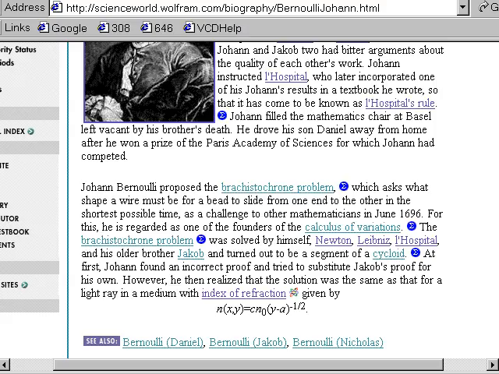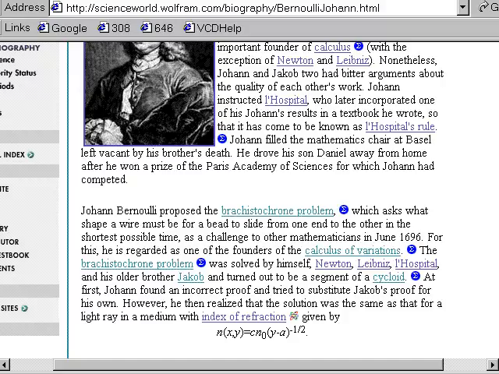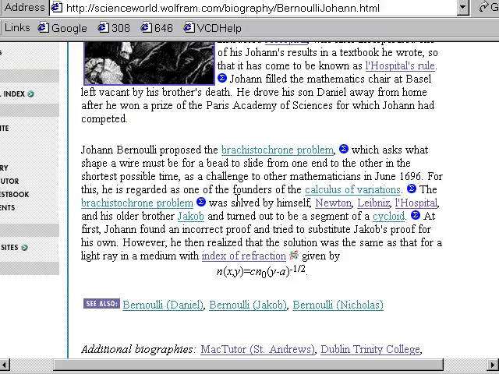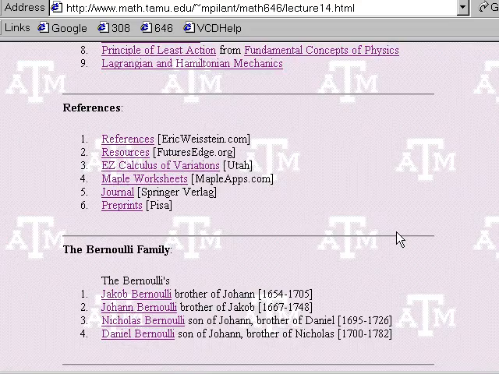This is a reference to Johann Bernoulli, and specifically down here it says the Brachistochrone problem was solved by himself, Newton, Leibniz, L'Hopital, and his older brother Jacob. At first, Johann found an incorrect proof, and then tried to substitute Jacob's proof for his own, which is kind of wild. And also, it says one of their sons got a particular mathematical prize or position that they wanted, so they kicked him out of the house. It was just kind of an incredible mathematical family.